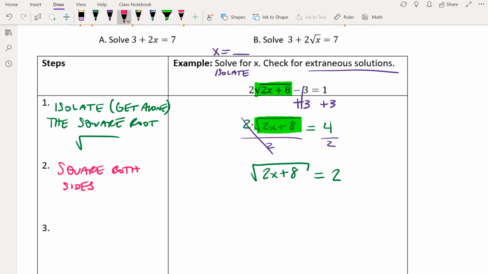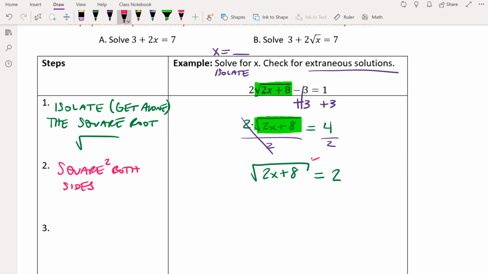Square both sides. Remember that square is not the same as square root. This is square root. Square means a little exponent of 2. So we're going to square both sides. Why are we doing that? Because we need to use inverse operations to isolate x.